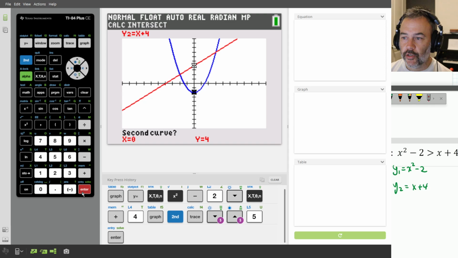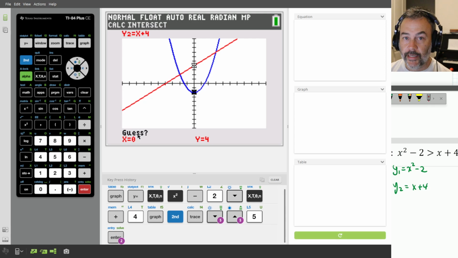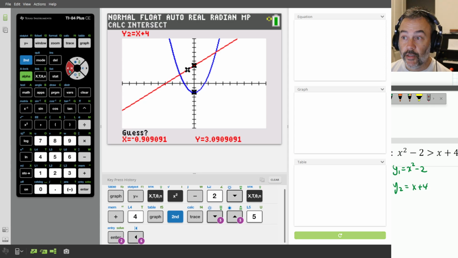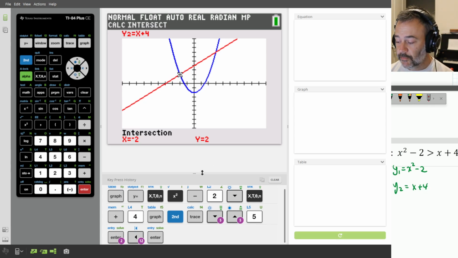Okay, so I'll hit enter. And then on the second curve, I'll hit enter. And now it asks for a guess. The reason for the guess is it's going to need to know which intersection point you're looking for. There's two here. So I can hit the left arrow. By putting the cursor closer to one of the intersection points, it'll find that one. And on the bottom, it gives you the coordinates of that point. So I'm going to write that down. You'll be able to see it on the right-hand side of the screen. One intersection point is -2, 2.